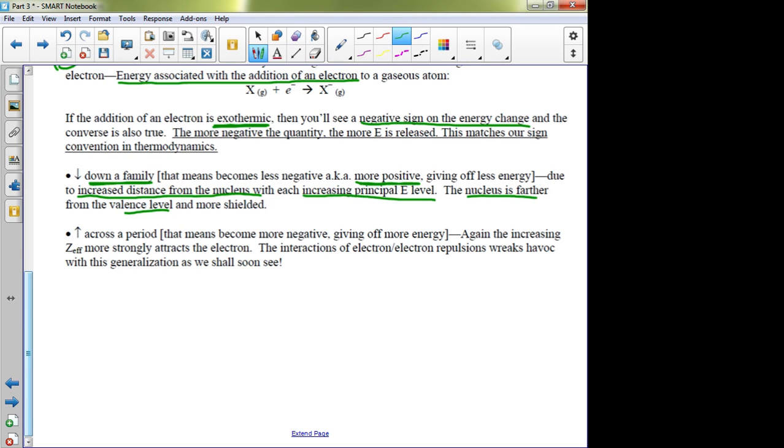Now, as I go across the periodic table, what's increasing? My Zeff, my effective nuclear charge, which means my nucleus is becoming more positive, which means my electrons are more attracted to the nucleus. So to add an electron would take what kind of energy? Less energy, right. So that means my energy change would be more negative.